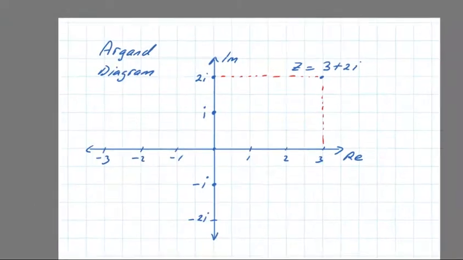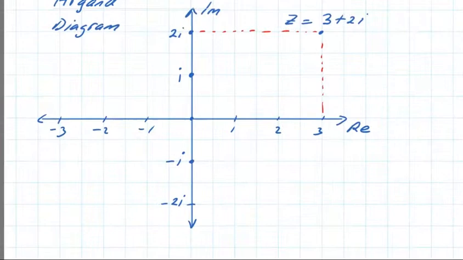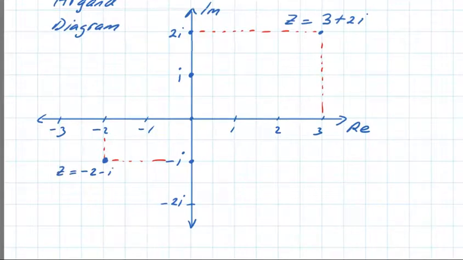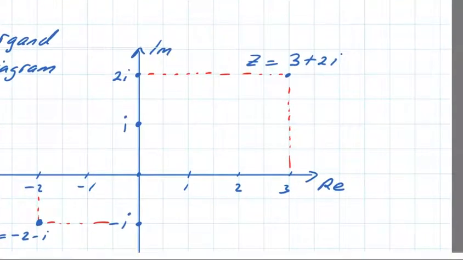And we can build up a whole set of numbers again like that. So for example, down here, you might have minus 2 minus i. So that's z equals minus 2 minus i. And it goes on like that. And now what we have are what are called complex numbers. So these are the complex numbers.